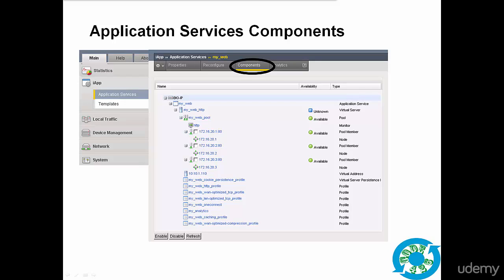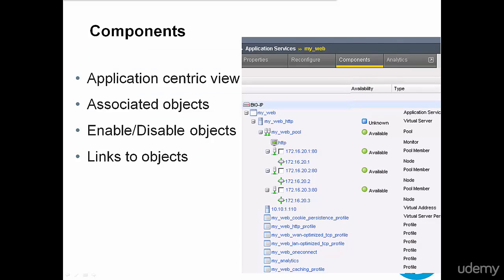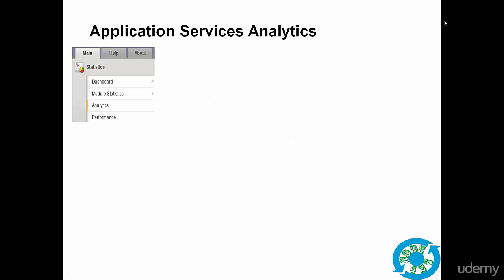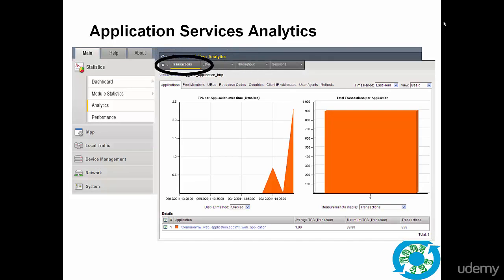You view the application from the application's point of view, using the single UI page to perform operational tasks, view health status, view available status and types of each object, and enable and disable nodes. In the Components tab, you see all the pieces of the puzzle come together. Clicking the Analytics tab opens the Statistics Analytics screen for the selected application.